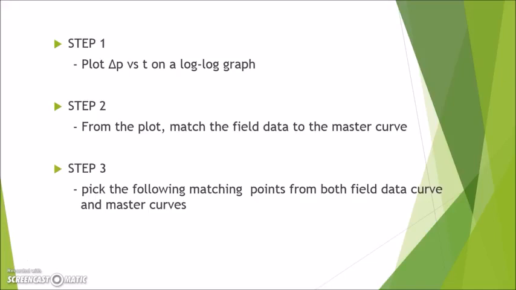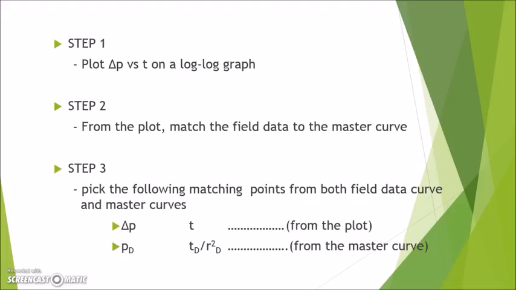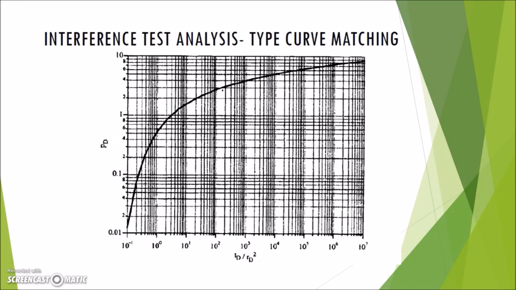The step 3 is picking the match points from both graphs. To make it easier, pick the intersection of the squares of your plotted graph, and from there, select the respective matching points from the master curve. Jot down the values of each matching point. Delta P and T are from your plotted curve, and PD and TD over RD squared are from the master curve. This is how the master curve looks like.